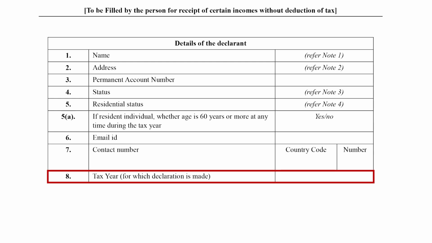Now you are going to declare for the current financial year. While recording this video, we are talking about financial year 26-27. The tax year is nothing but the same as the financial year. 2026-27 is your tax year.